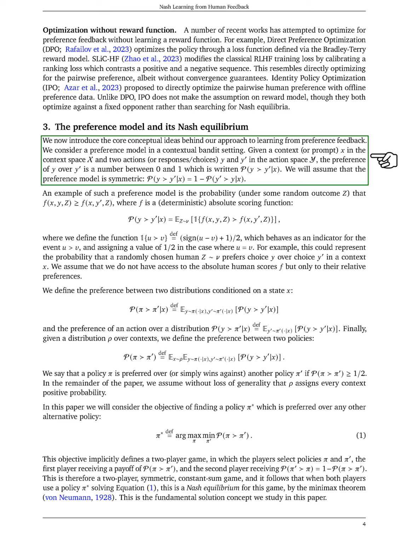This goal defines a two-player game, where the players select policies, pi and pi prime, and the first player receives a payoff of the preference of pi over pi prime, and the second player receives the opposite. This is a two-player, symmetric, constant sum game, and when both players use a policy, pi star, that solves this equation, it results in a Nash equilibrium for this game.